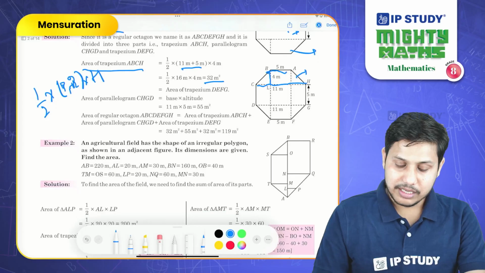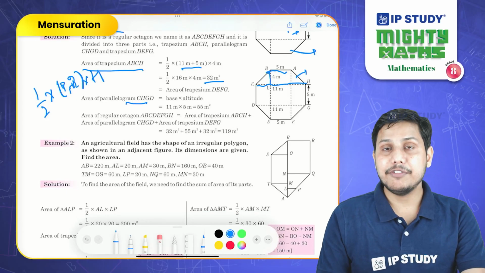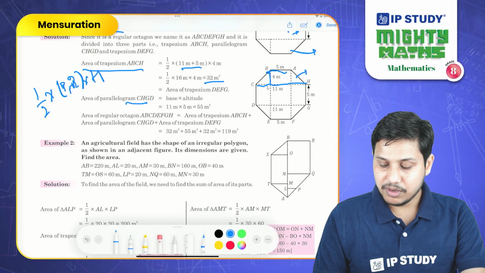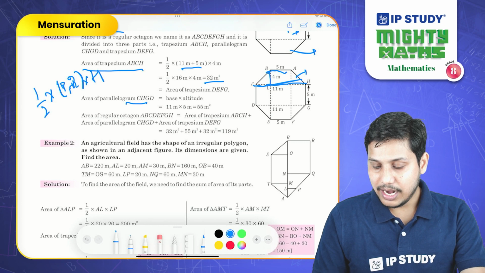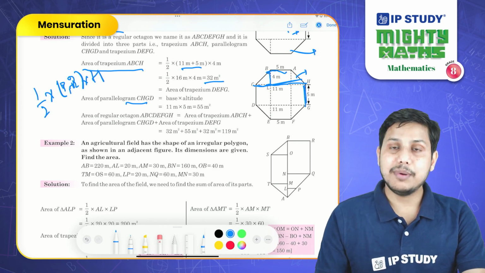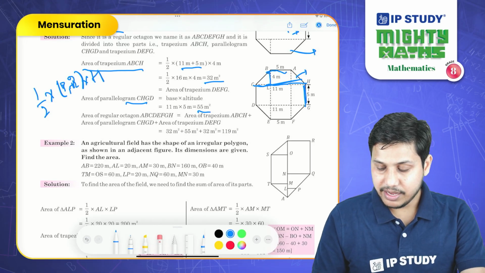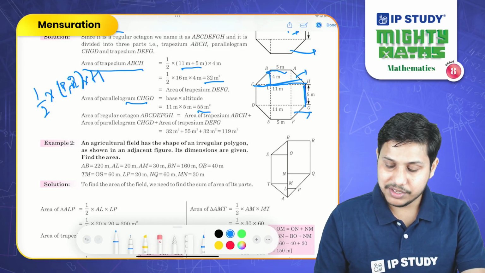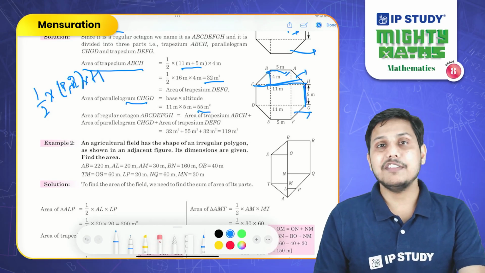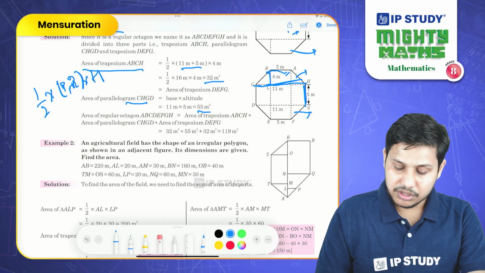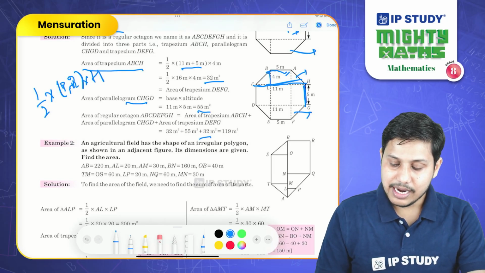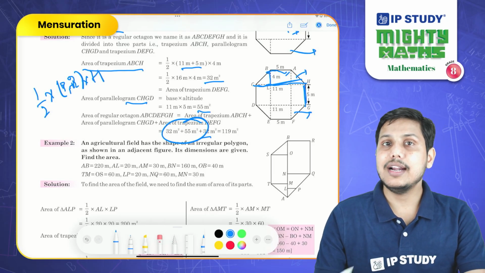Now next is area of parallelogram or area of rectangle, we can say. So this will be equal to length times breadth, so we'll multiply those 2 values and we'll get 55 meters square. And then after that we have the second trapezium which will have the same area because the dimension of this trapezium is also the same. So this will also be 32 meters square and the sum will be equal to 119 meters square.